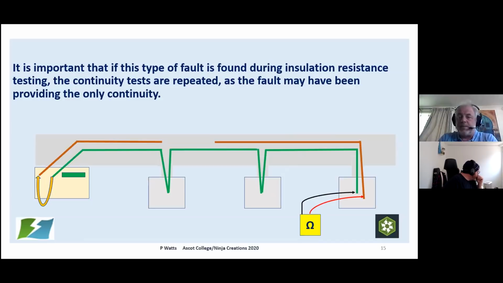And then what normally happens is that people will remedy that fault. If it's an EIC, new installation, they'll remedy that fault because they found there's damaged cable. They'll replace the cable or whatever, replace that section. Remember, before you go on from there, you need to go back and do your continuity test, because it may have been that fault that was giving you the continuity in the first place. So now that you've replaced that section of cable, go back, do your continuity test again, then do your insulation resistance test again.